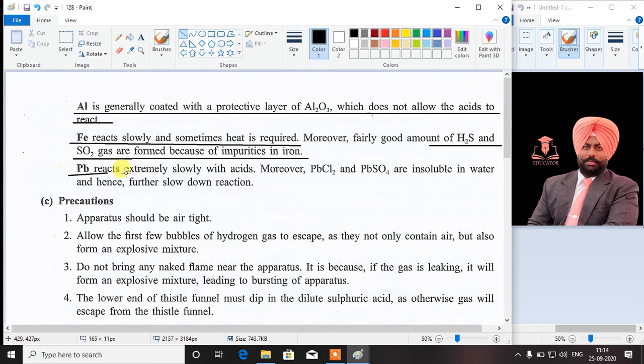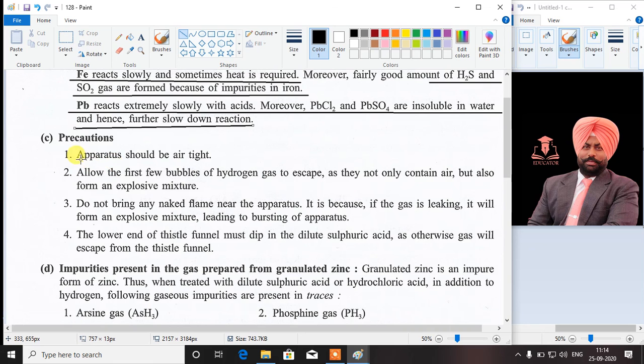Lead metal is also not used because the reaction is very slow. Moreover, we have already discussed in our previous video that lead chloride and lead sulfate are insoluble and they deposit on the lead and hence stop the further reaction. Therefore, only granulated zinc is preferred and the rest of the metals are not preferred. While performing the experiment, we have to see that the experiment is done safely, so certain precautions are to be kept in mind.